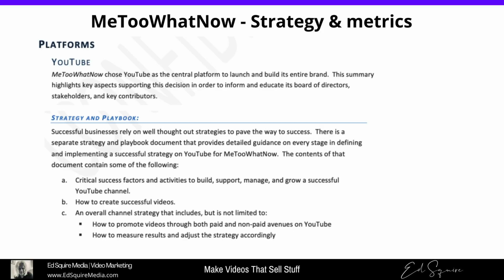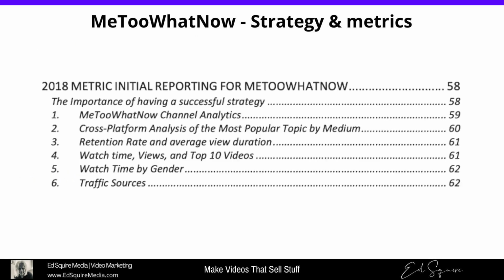So I wanted to keep track of what I call a strategy and a playbook. It's the way I did things and how I actually executed the Me Too What Now YouTube page. And for me, what was important was understanding the critical success factors, which we have gone over earlier in this course. The key metrics that I was tracking were retention rate, which is how long are people watching the video. So I was measuring what percentage of retention I wanted. What was the watch time and the most watched? What was the watch time per gender? What were the traffic sources that got them there? And what was the watch time by geography?